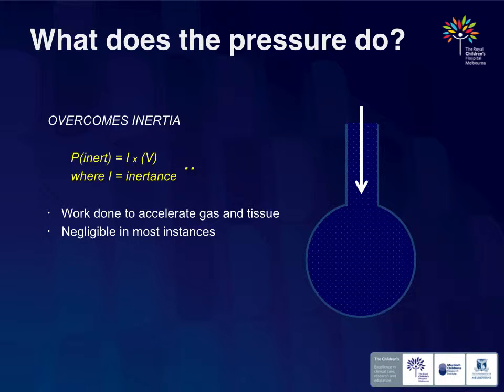We need to apply enough pressure to overcome inertia, which has really got to do with the way gas accelerates into our lung. And essentially, this is a good one because in a neonate, this is insignificant, and there's no lung conditions where inertia is a big problem. So we can ignore this, it's essentially zero.